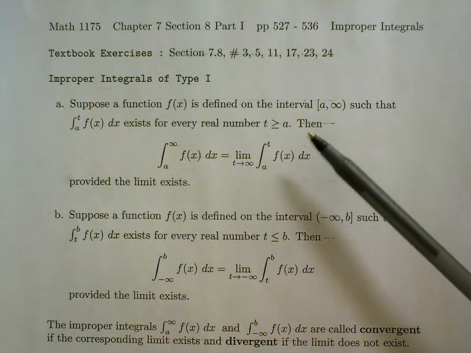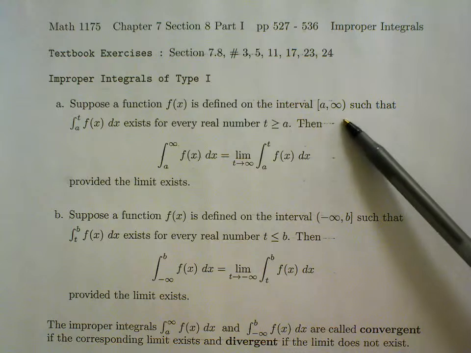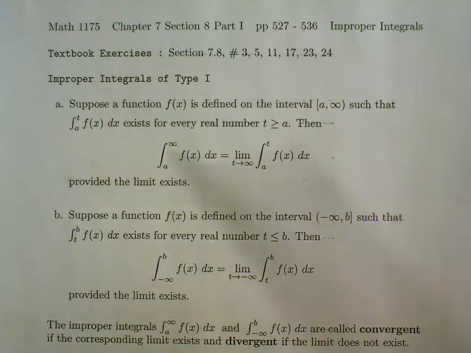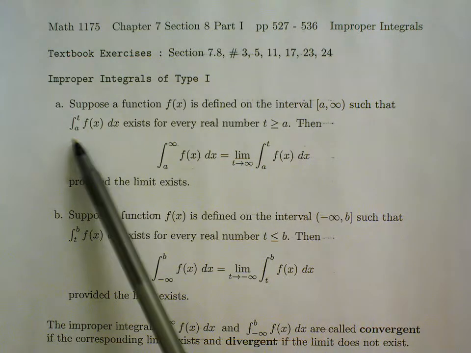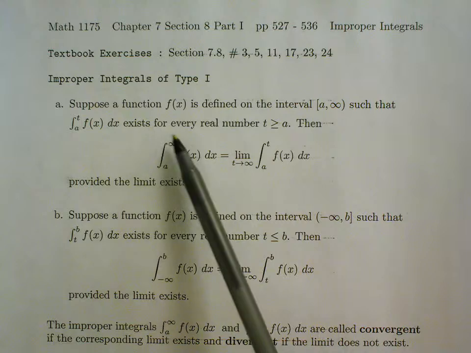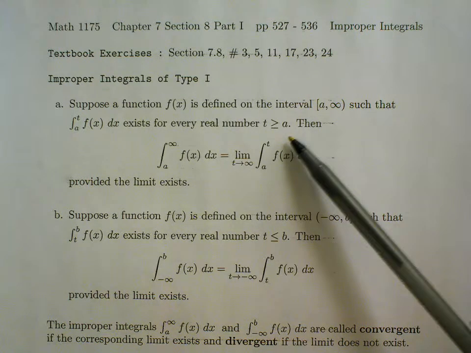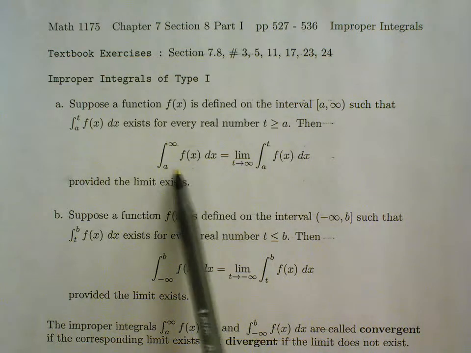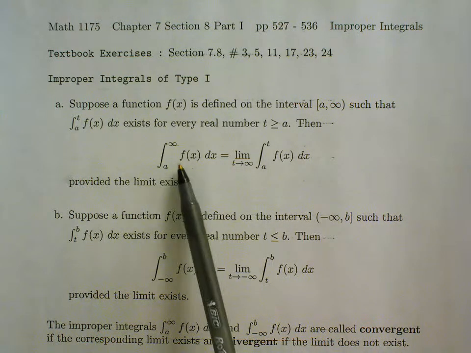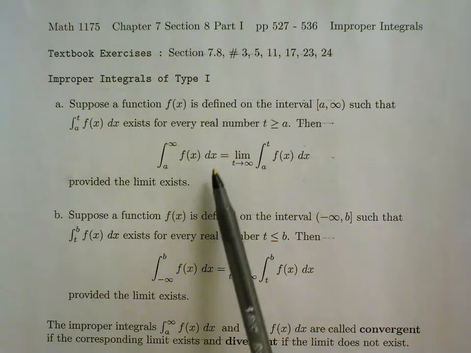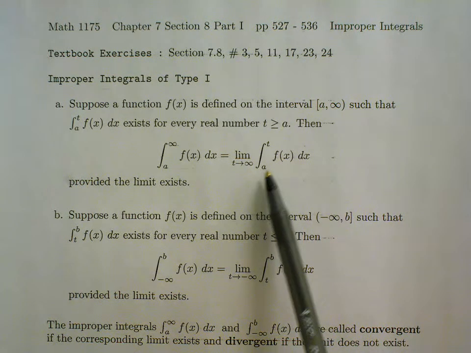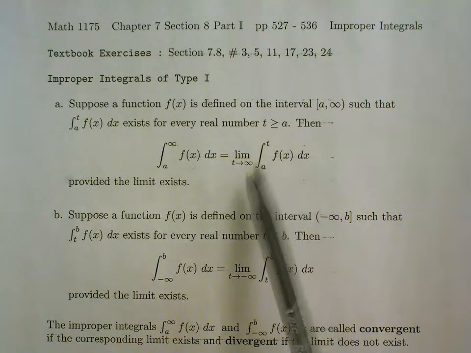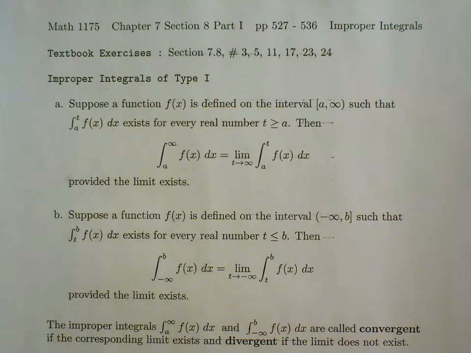Suppose a function f of x is defined on the interval from a to infinity, such that the definite integral of f of x from a to t exists for every real number t greater than or equal to a. Then we say that the value of this improper integral from a to infinity of f of x dx is equal to the limit of the definite integral of f of x dx from a to t as t approaches infinity, provided that the limit exists.